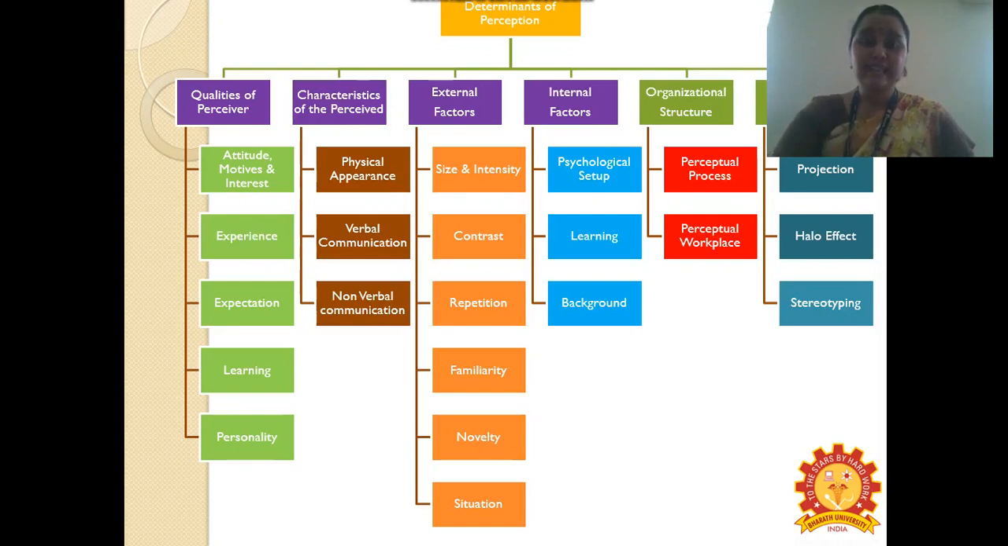The next determinant is organizational structure. Now, what is a structure? We know that structure refers to the roles and responsibilities, or the hierarchies, the positions available in the organization. So, organization structure has a very important influence in the perception process.